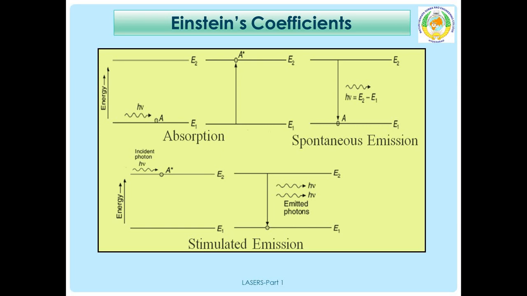One is absorption, the second one is spontaneous emission, where the atom comes down from the excited state to the ground state emitting a photon, and the third one is stimulated emission, where the atom in the excited state absorbs the incident photon and comes down to the ground state emitting two photons.